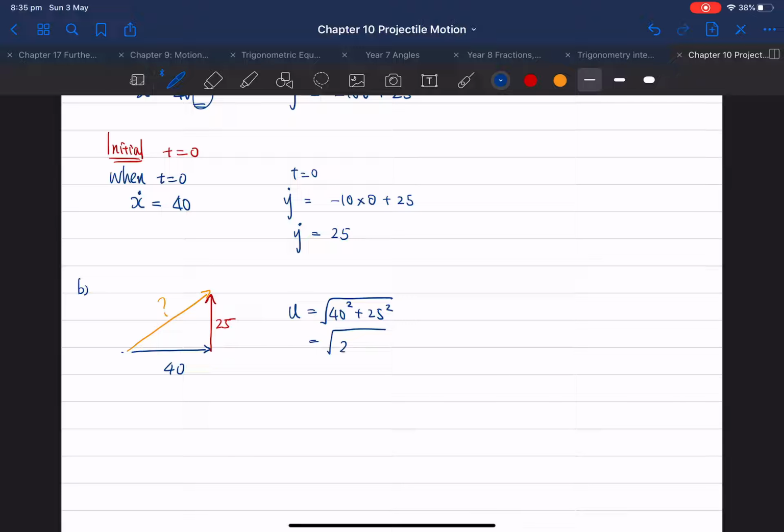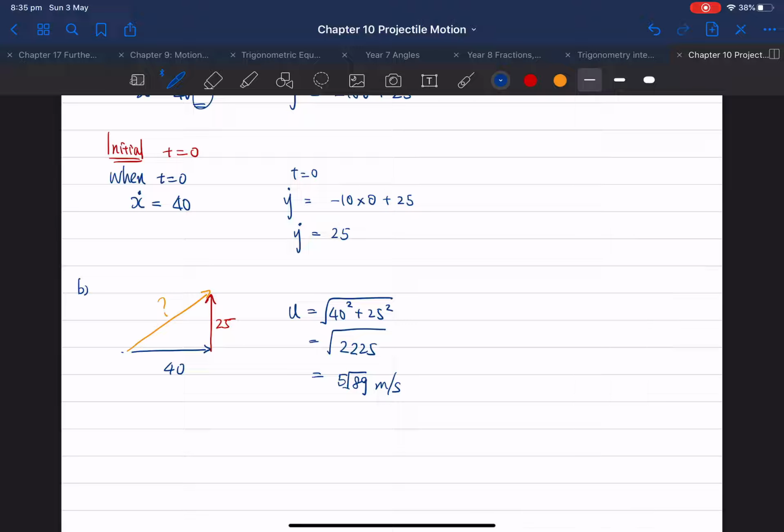Square root of 2,225. How do we simplify that? Try 25. Oh, great. So that becomes 5 square root of 89. So that's the initial velocity. By combining these two resulting velocities joined together, you get the initial velocity.